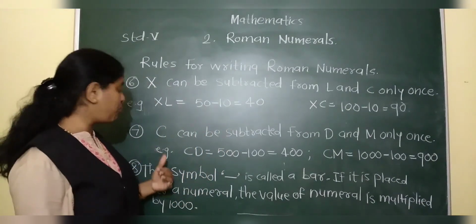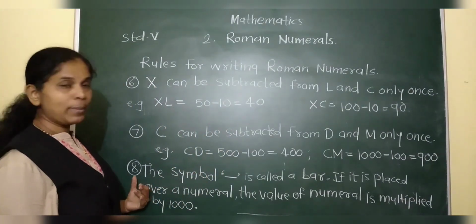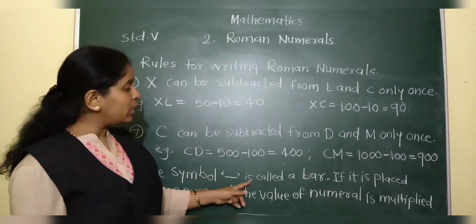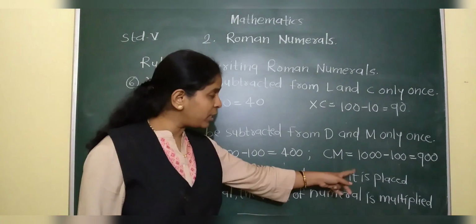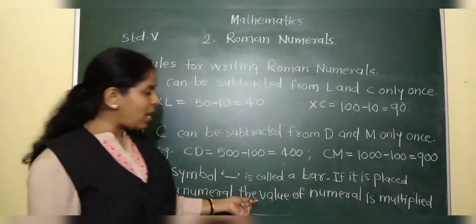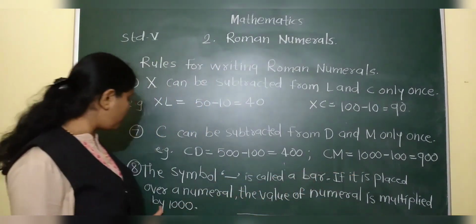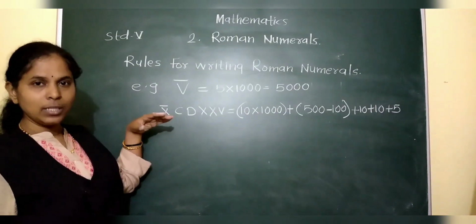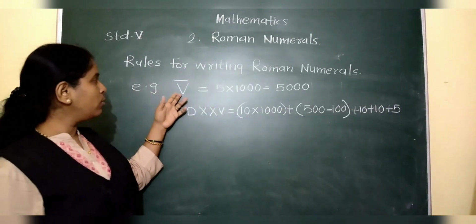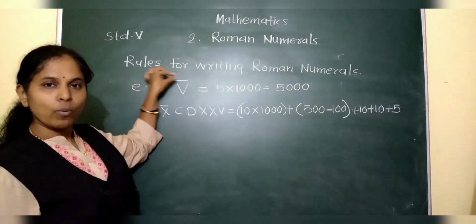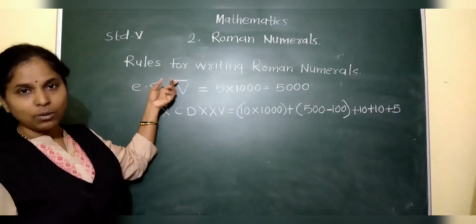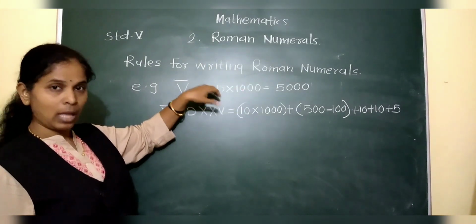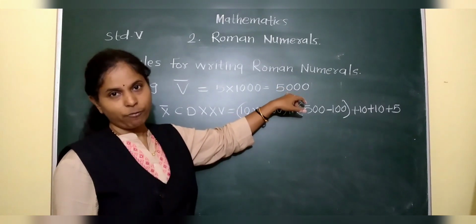And now, the most important rule, rule number 8, that is the symbol, this is the bar, okay? This line is called a bar. If it is placed over a numeral, the value of the numeral is multiplied by 1000. Okay. So now see examples based on the last rule. Now V, and I have put a bar over V. So its value will increase 1000 times. V means 5. Five thousand times means we have to multiply it by 1000. So it becomes 5 into 1000, that is 5000.